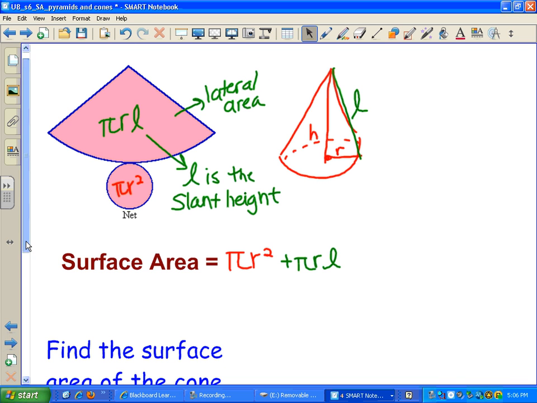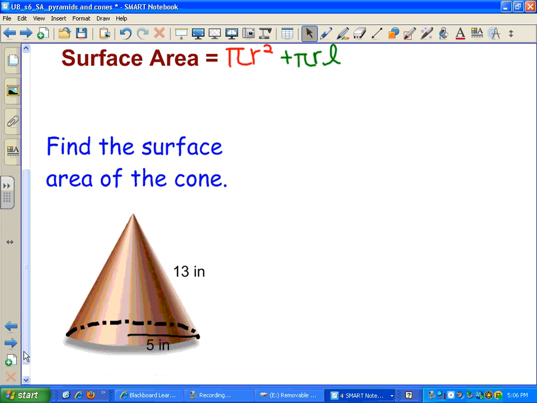So let's go ahead and take a look at this example. I want you to find the surface area of that cone. So go ahead, pause the video, try this, and when you're done, come back, we'll see how you did.